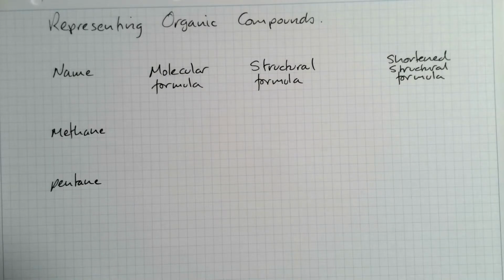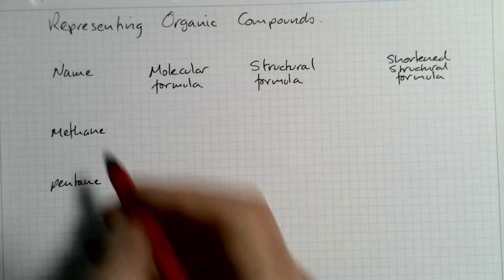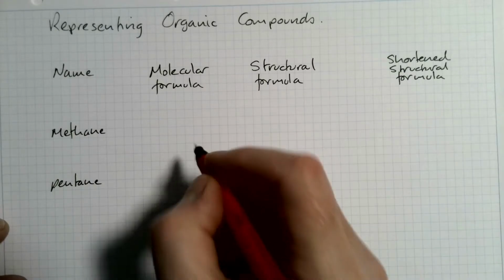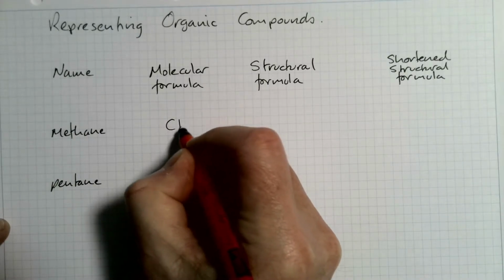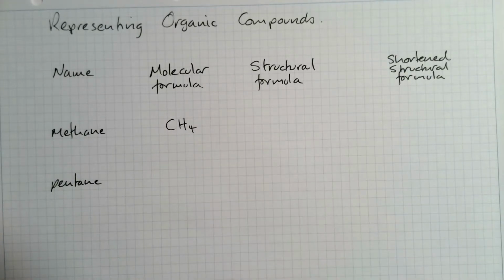But you need to know what all of these different types look like, so what I'm going to do now is show you. So let's have a look at the board, and we'll look at methane first. The name of the first molecule we're going to do is methane, and its molecular formula is CH4. 1 carbon, 4 hydrogen atoms in the molecule.